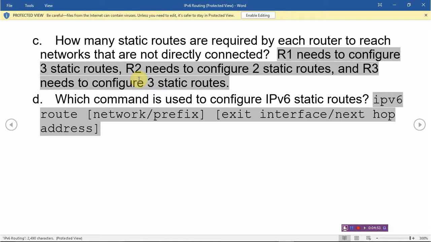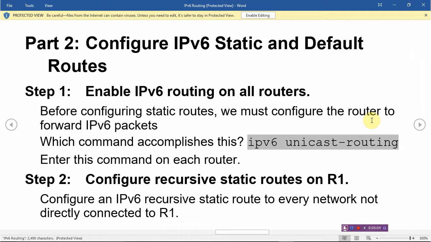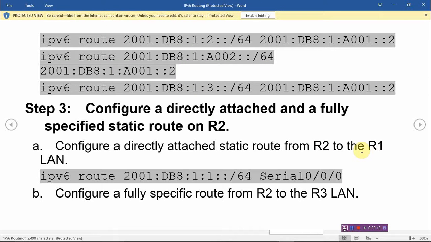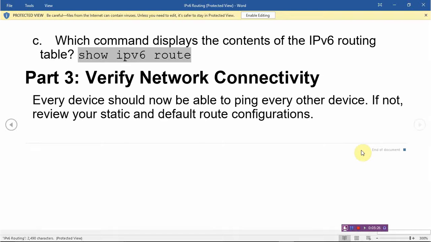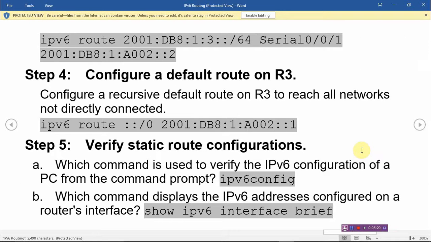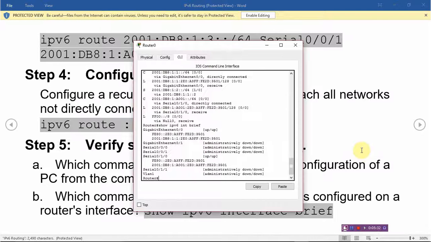ipv6 route, network/prefix, exit interface, next hop address. This is the command for static routing configuration in IPv6. Enter ipv6 unicast-routing on each router, and here are the commands and steps given for how to configure. Verify the connectivity by giving show ipv6 route and show ipv6 interface brief.